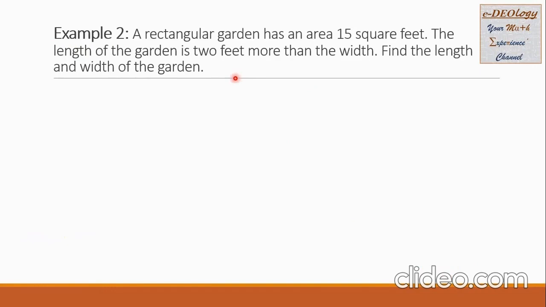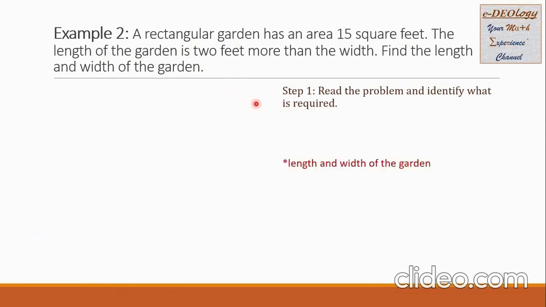Let us have example 2. A rectangular garden has an area 15 square feet. The length of the garden is 2 feet more than the width. Find the length and width of the garden. In step 1, we read the problem and identify what is required. In here, the required is the length and width of the garden.